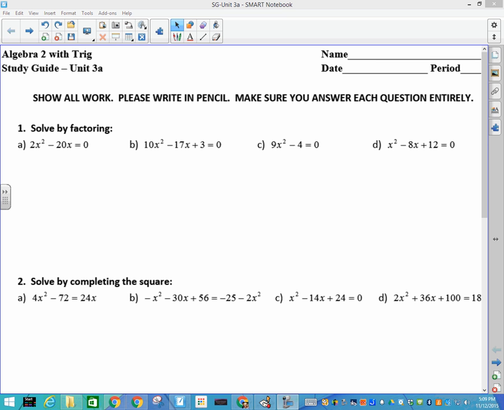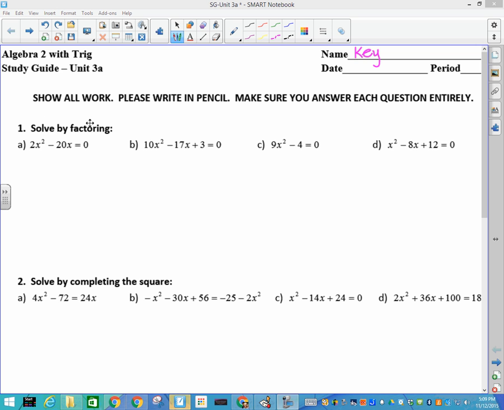Okay, today I am working through our study guide for Unit 3A, and we're going to start off with solving by factoring. I'm not going to spend a lot of detail on exactly the factoring. If you need help with or want any more explanation than what I provide on the video, please email me or come see me.